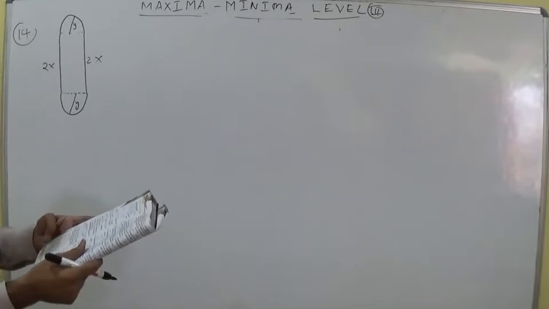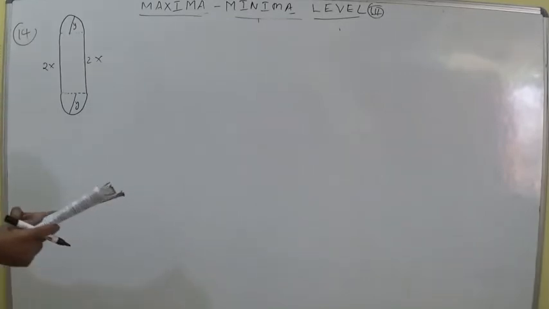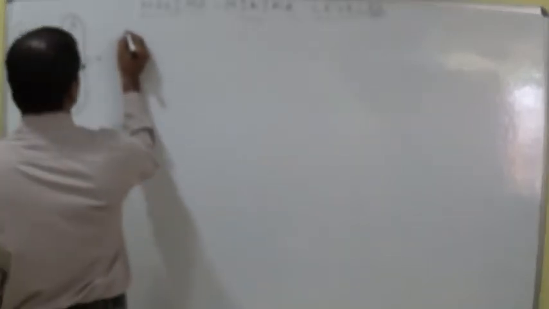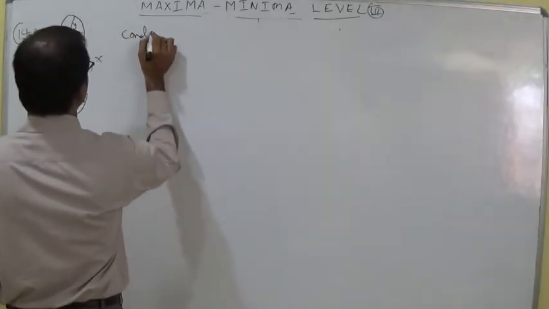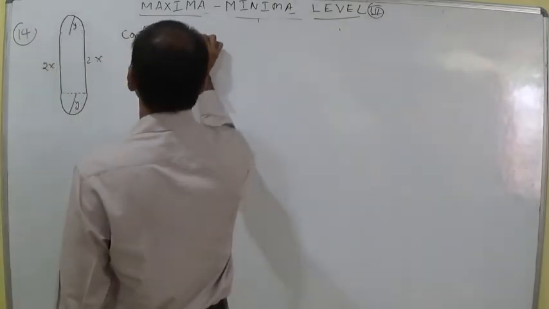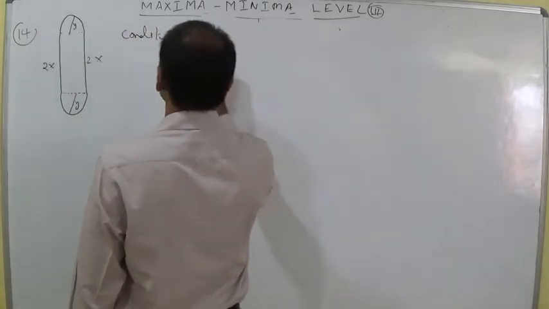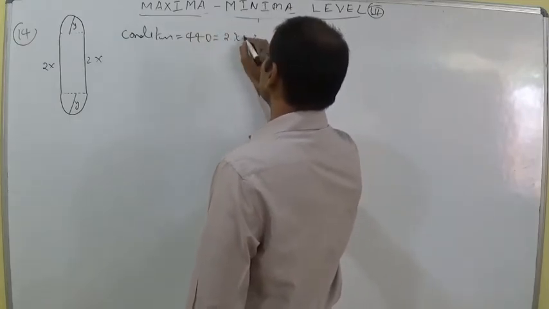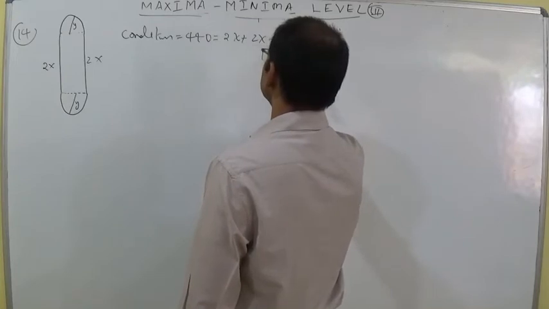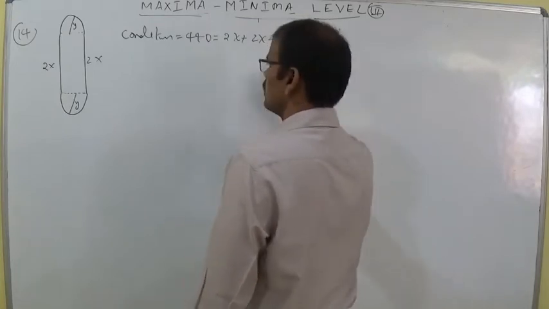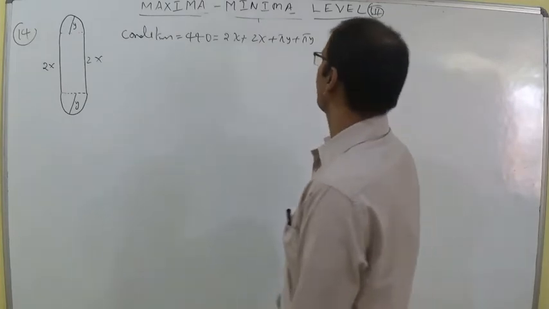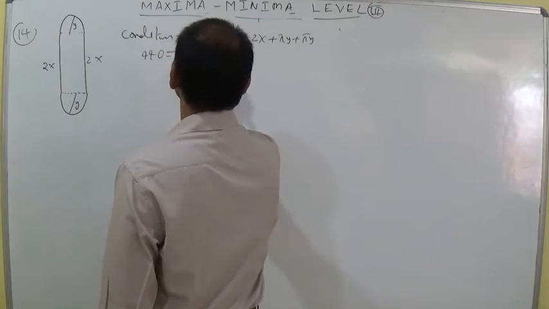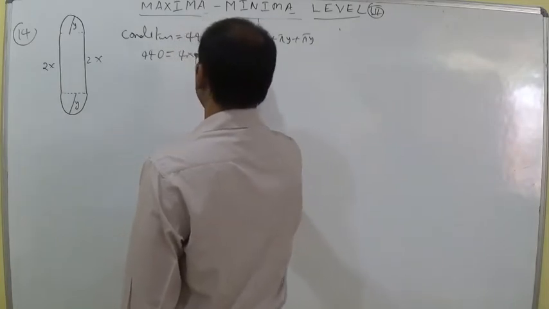The perimeter is given: the running track total is 440, that is the condition. So this is 2x, 2x, pi y, pi y. That's all. The condition I am writing: the total perimeter of the football court is equal to the length, I took 2x, so 2x plus 2x plus pi y plus pi y. Y is the radius. 440 is equal to 4x plus 2 pi y.